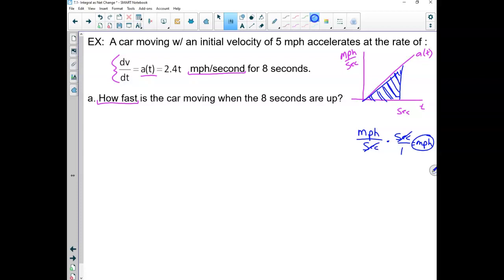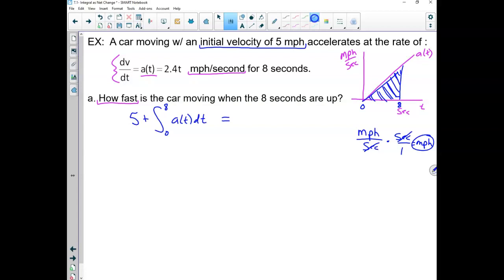Okay, so how fast is the car moving when the 8 seconds are up? Well, I need to accumulate from 0 to 8 to answer that question. But check this out. This is weird because this has an initial velocity of 5 miles per hour. And if I wanted to find out my velocity, well, remember, it's going to be my initial velocity plus my accumulated velocity from 0 to 8 of a of t dt. That is going to give me my velocity accumulator. Okay, that's going to accumulate all the velocity I have.